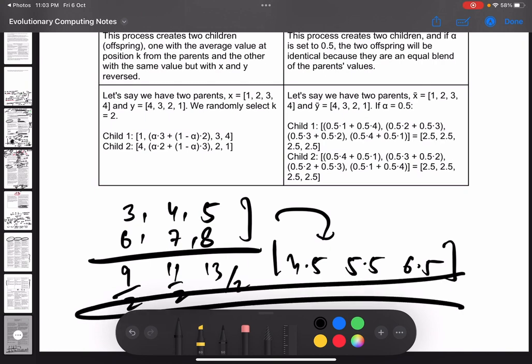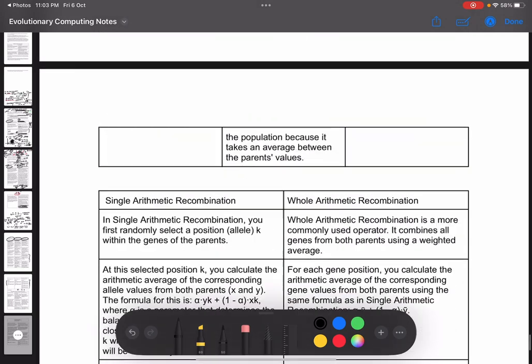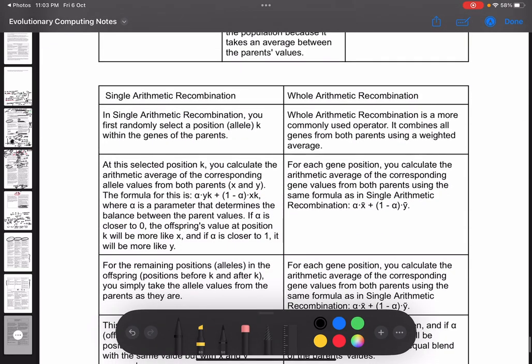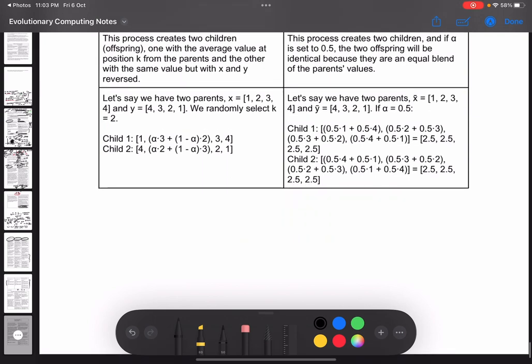Now how this arithmetic crossover takes place also comes in two types, right? Single arithmetic recombination or whole arithmetic recombination. In single arithmetic operation, what we do is we choose a position and we only take the average, or we only take the weighted average of that position.